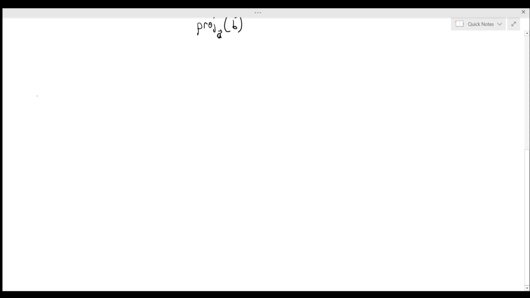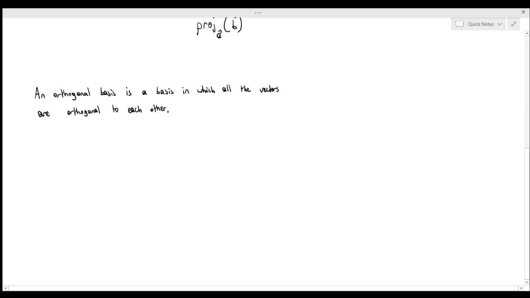So an orthogonal basis for a vector space, as the name suggests, is simply a basis for your vector space in which all the vectors are orthogonal to each other. Okay. And so the prototypical example of having an orthogonal basis is the standard basis vectors.